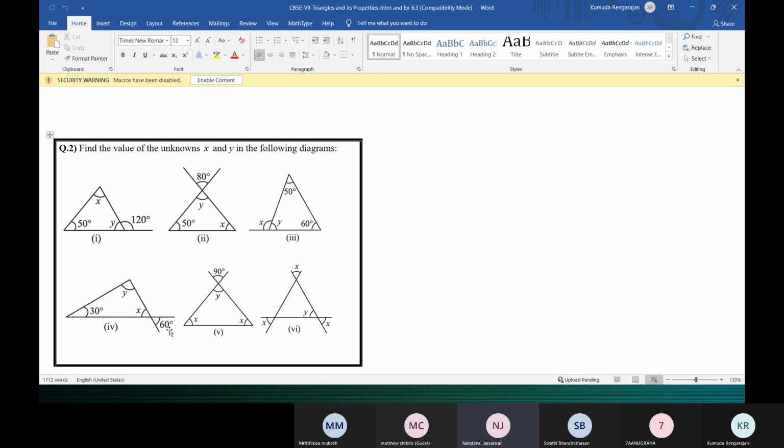And that means y is equal to 90 degrees. Correct. Y is 90 degrees. Ma'am, we can do it by angle sum property, which is 2x plus 90 is equal to 180.